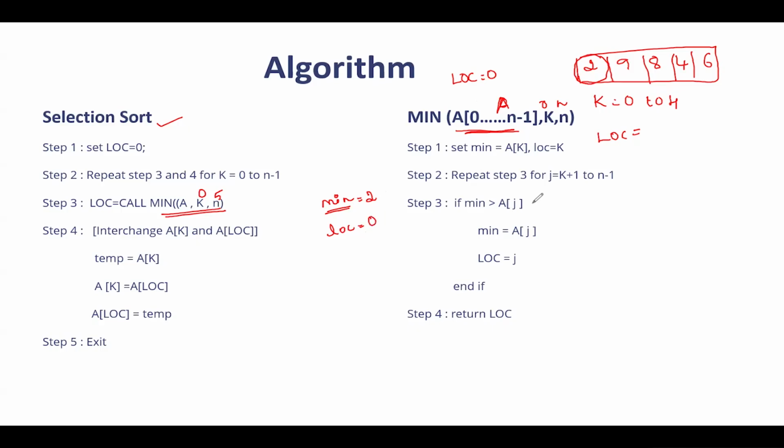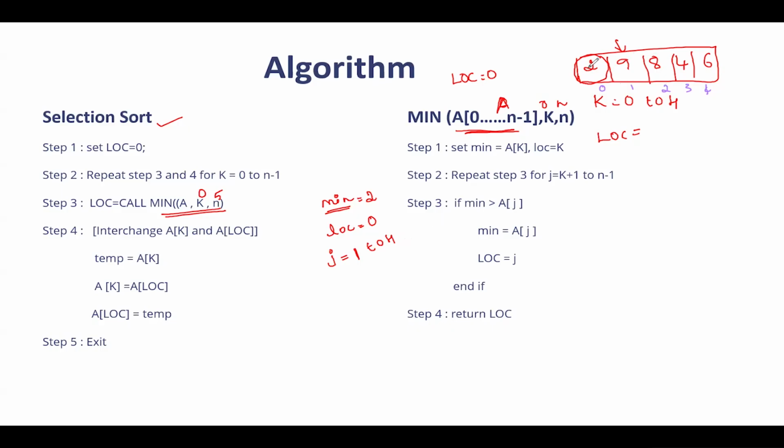Now after that, I'm going to take a variable called j, which will take the next element. So j is equal to k plus 1. In this case, it is 1. Suppose I'm numbering this, it will be 0, 1, 2, 3, 4. All right. So j is equal to 1, and I'm going to repeat it for j equal to 1 to n minus 1, that is nothing but 4. I'm going to repeat it for all these values.